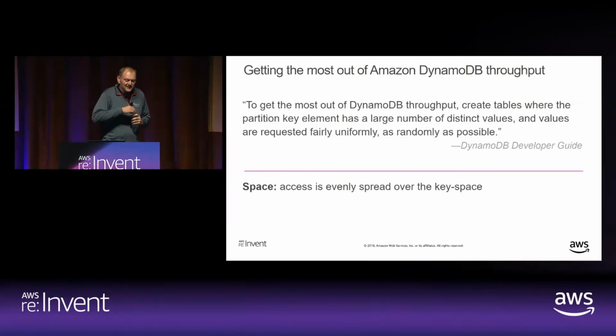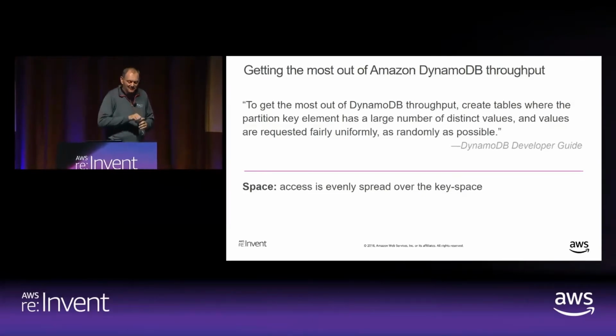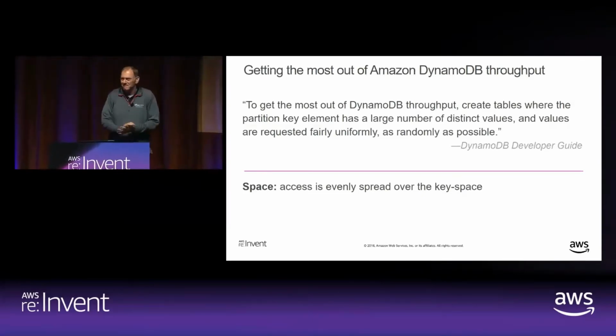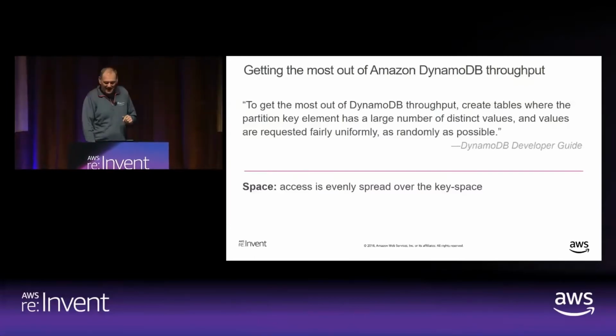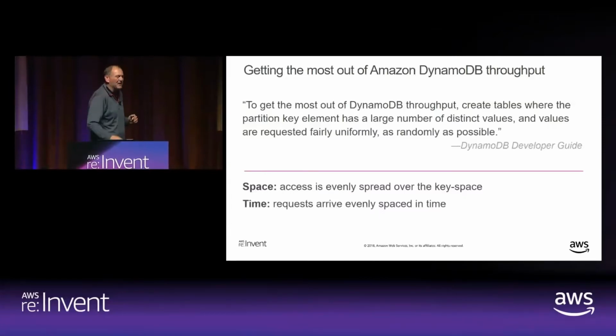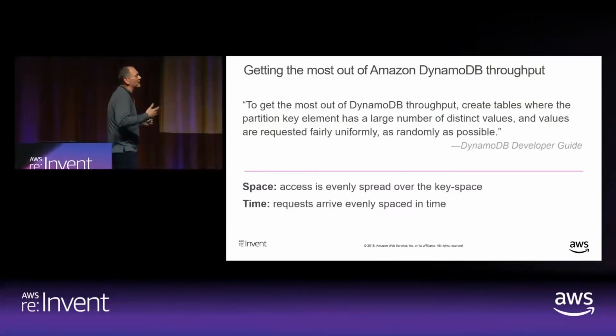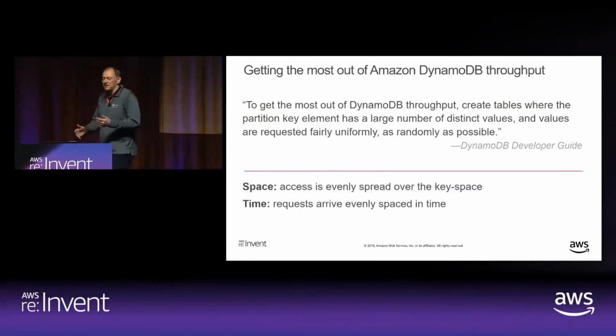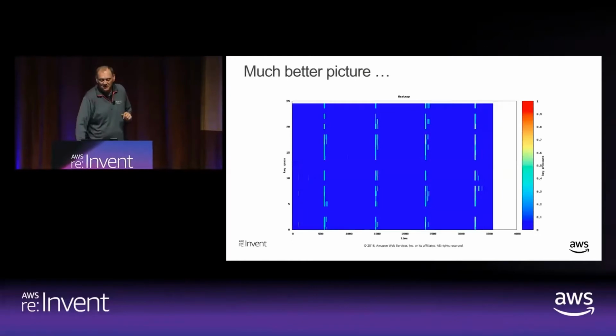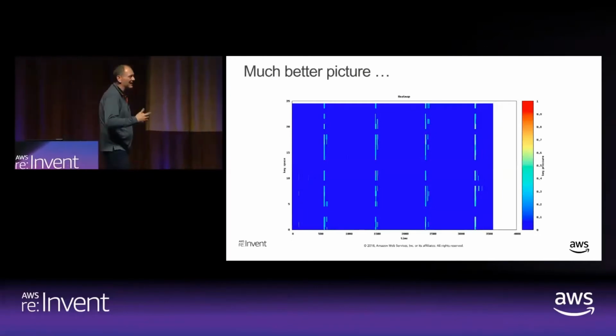Let's get all of our customers to line up and take a number, right? So we can get them to come in a nice orderly fashion. We all know that doesn't happen, right? There's thundering herds, all kinds of high demand access patterns. But if we can get that data spread out and get those requests to arrive more evenly spaced over time, and oftentimes this is about distributing the data, we'll have a much better picture when we look at that heat map.